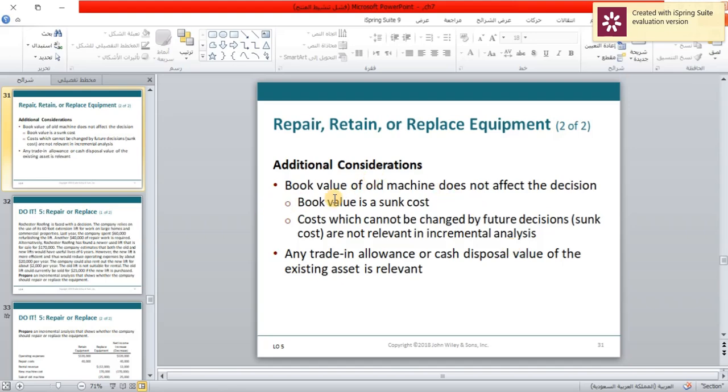An additional consideration is that the book value of the old machine doesn't affect the decision. Book value is a sunk cost which cannot be changed by further decisions, and sunk costs are not relevant in incremental analysis. Any trade-in allowance or cash disposal value of the existing asset is irrelevant, as we saw with the 5,000 in the previous case.